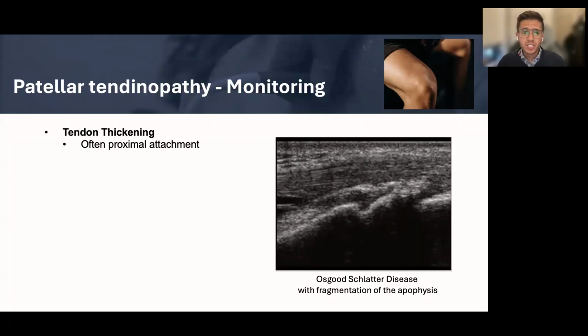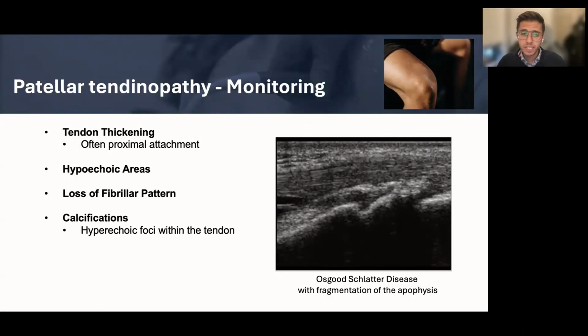So in a classic patella tendinopathy, you see tendon thickening, often at the proximal attachment as opposed to the distal, which is very typical of it. You get hypoechoic areas within the tendon, which we talked about, and loss of fibrillar pattern, again very classic in the patella tendon. And often you can see calcification.